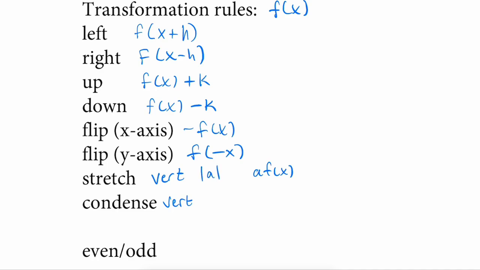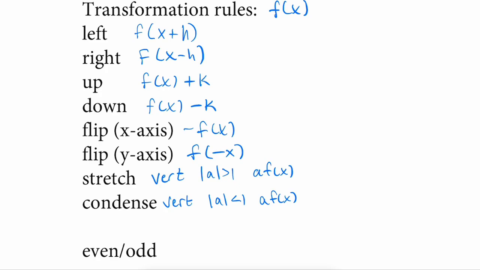The reason I put the absolute value is because it might be a negative. The negative does one thing, it flips it. The value does something else. If the absolute value of a is less than 1, so think of a proper fraction: 1/2, 1/3, 2/3. Anyway, then if it's on the outside, it will condense it closer to the x-axis.